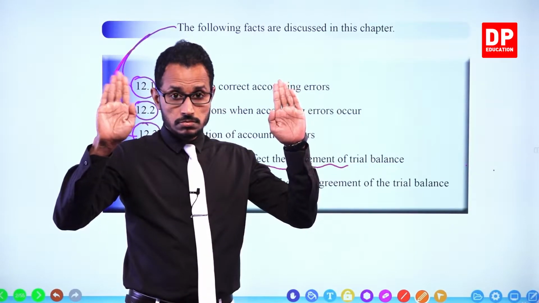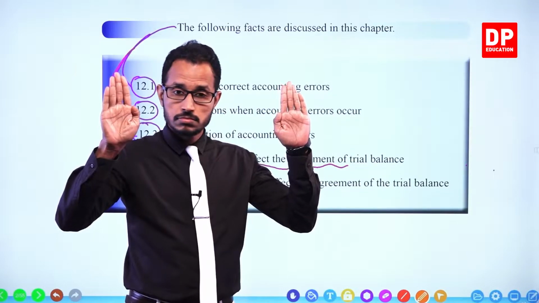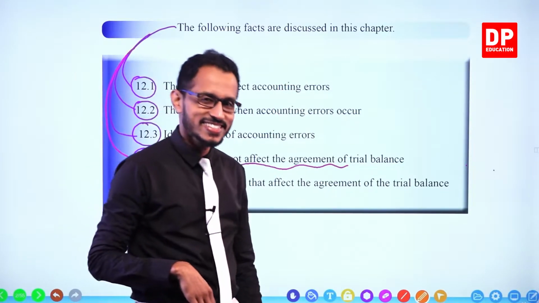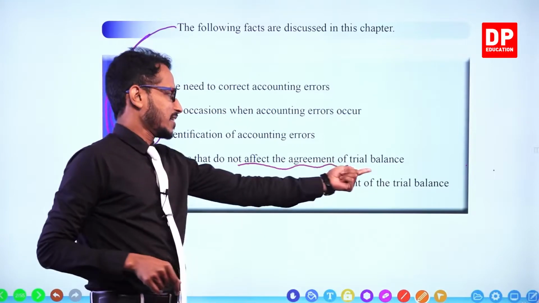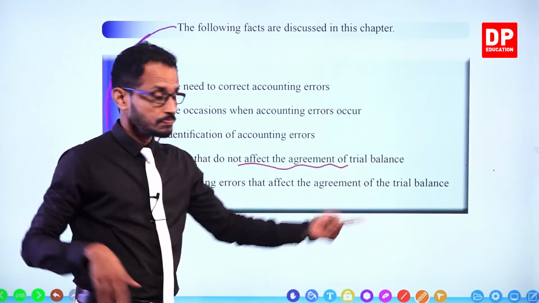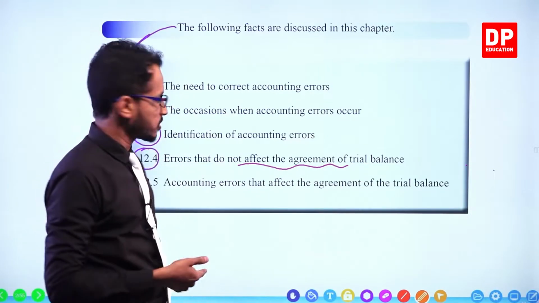No! No, that's not the case. Okay. Even when the trial balance has balanced, there still can be errors.